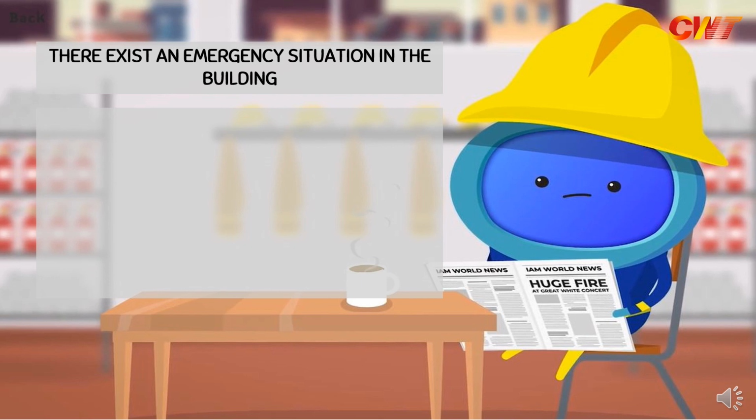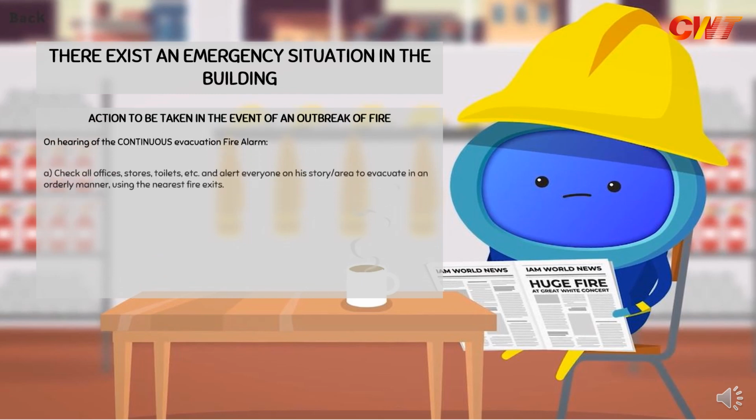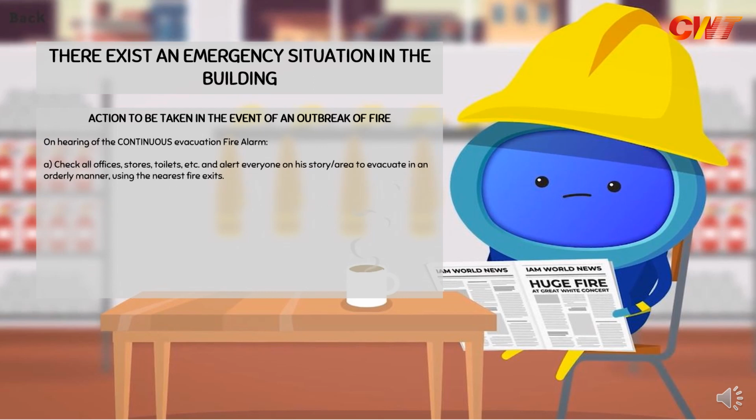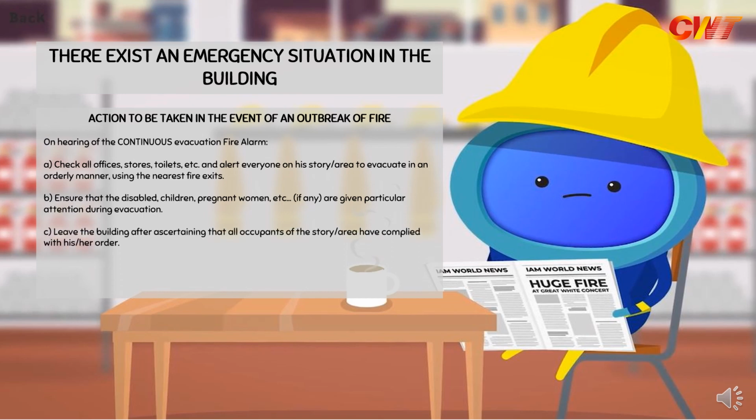A real fire in the building. Here is what you, the fire warden, need to do on hearing the continuous evacuation fire alarm. Check all offices, stores, toilets, warehouse and alert everyone on the level or area to evacuate in an orderly manner, using the nearest fire exits. Ensure that the disabled, children, pregnant women if any are given particular attention during evacuation. Leave the building after ascertaining that all occupants of the storey or area have complied with the order.